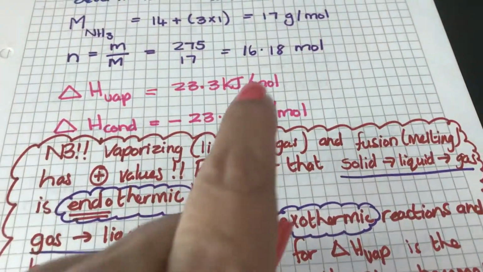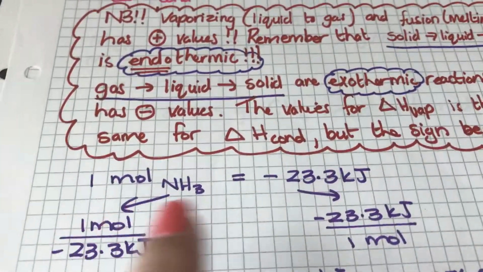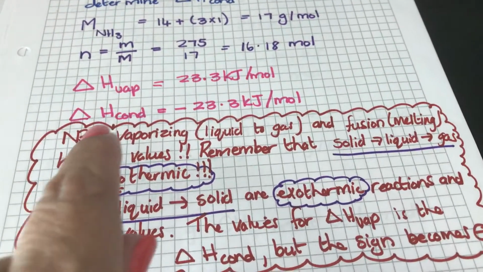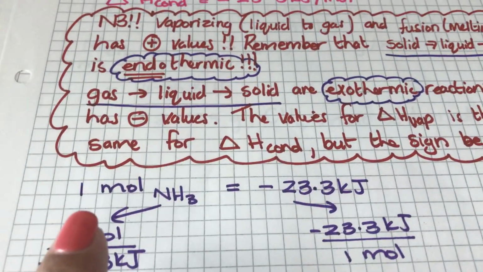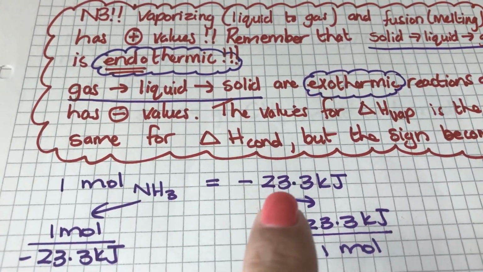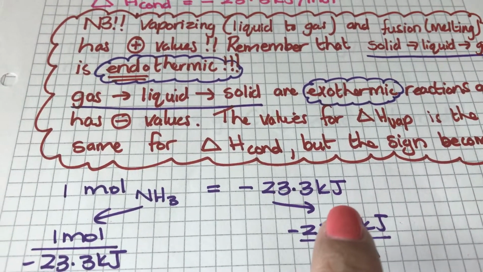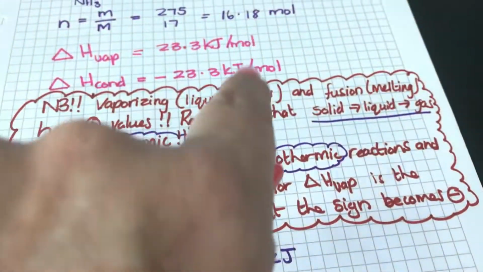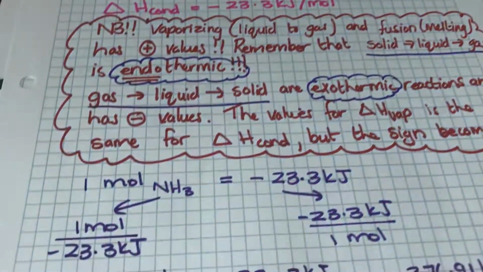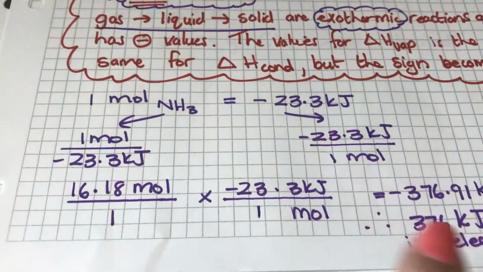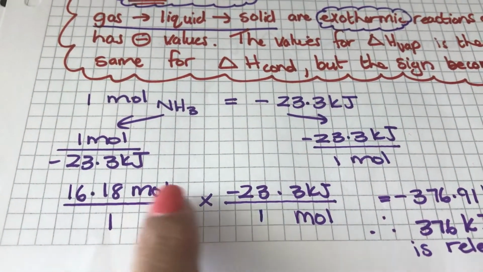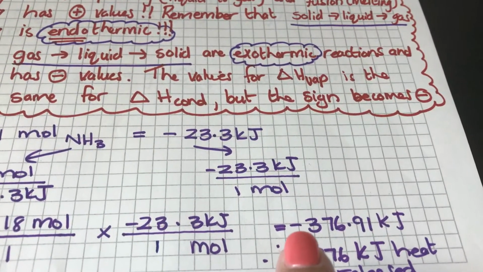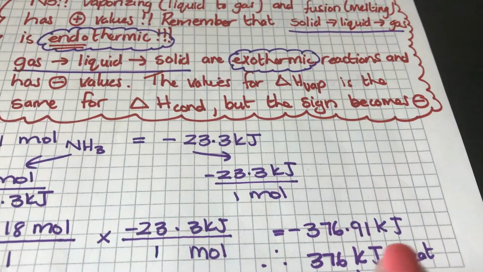Now I will take that value and convert it to kilojoules. Because I'm using this rule that says 1 mole of ammonia is equal to negative 23.3 kilojoules, I can come up with these two conversion factors. I then take the 16.8 moles of ammonia and convert it to kilojoules. Remember, I've got moles on the top, there must be mole at the bottom. If I multiply this out, I see my answer is minus 375.91 kilojoules.